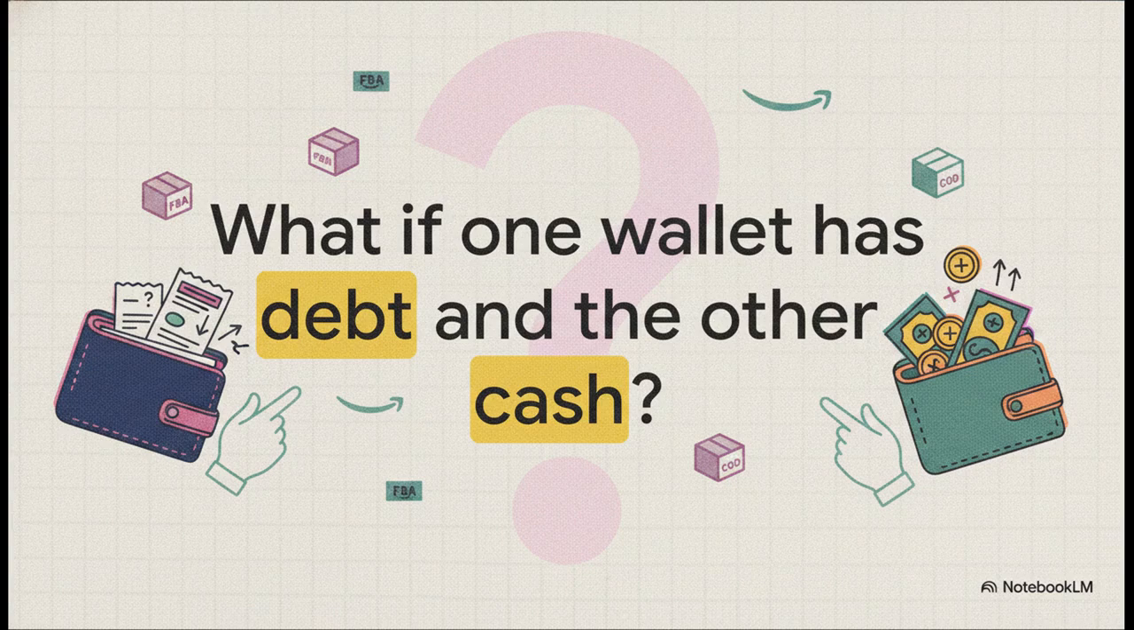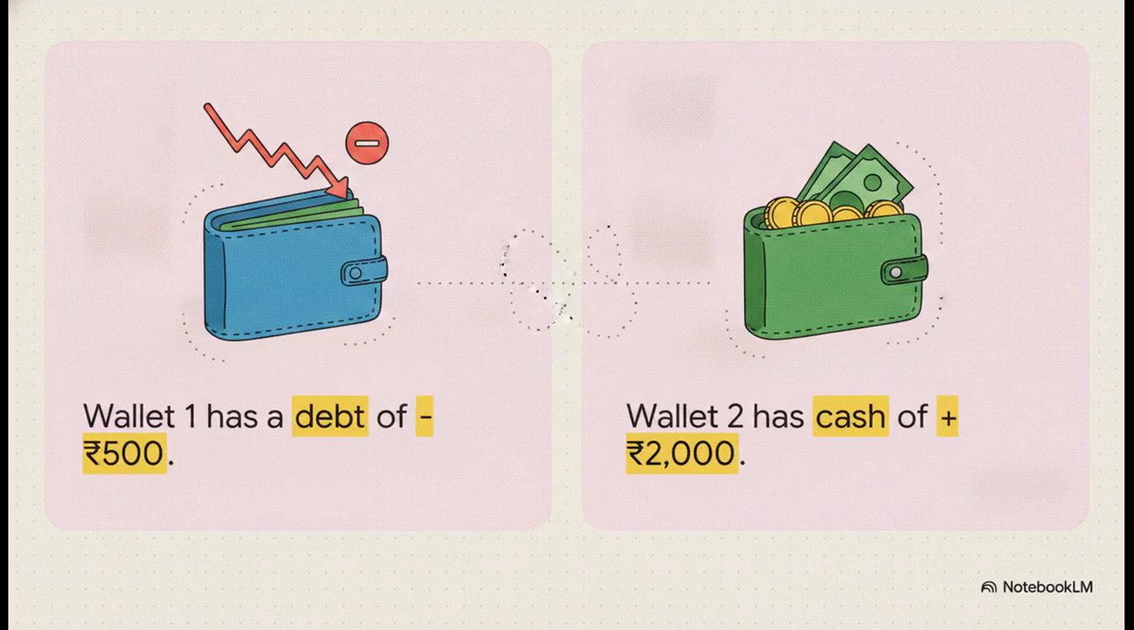Before we get totally bogged down in Amazon's specific accounting jargon, let's ground this whole concept in a super everyday analogy. Think about it. What if one of your wallets has debt? Like, say you owe a friend some money, and your other wallet is literally stuffed with cash. How would you logically handle that? Picture this. Let's say wallet 1 is sitting there with a debt of 500 rupees. It's in the negative. But wallet 2 is sitting pretty with a positive cash balance of 2,000 rupees.